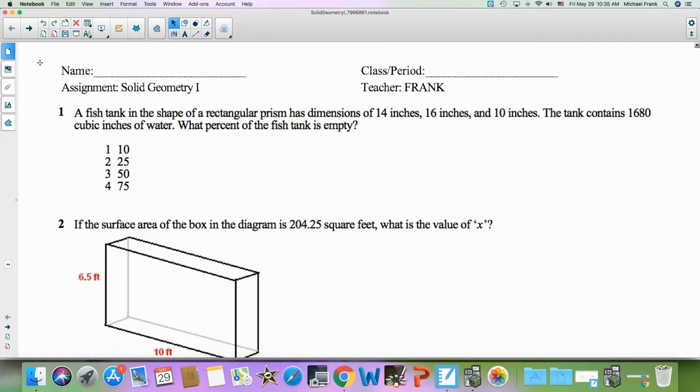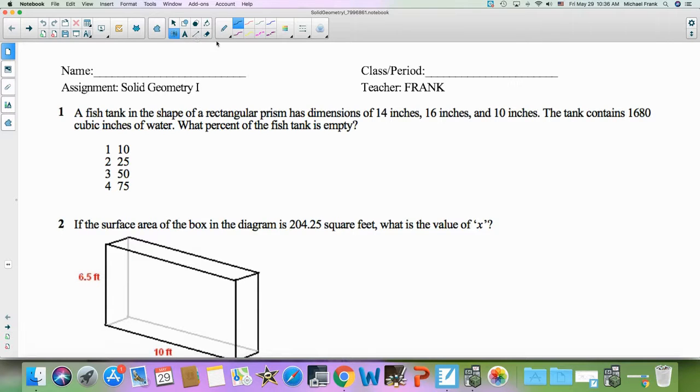Number 1, a fish tank in the shape of a rectangular prism has dimensions 14 inches, 16 inches, and 10 inches. The tank contains 1,680 cubic inches of water. What percent of the fish tank is empty? Okay, well, before we deal with our algebra topic of percents, let's figure out what the volume is.